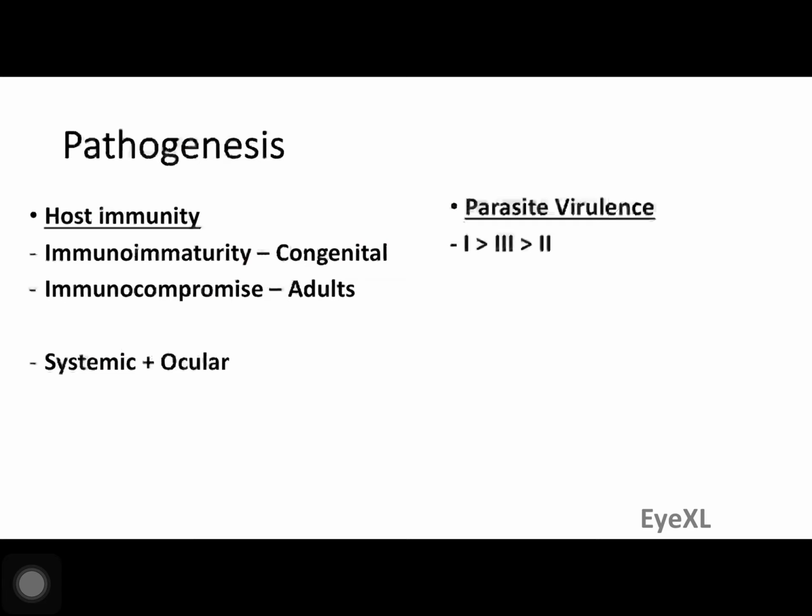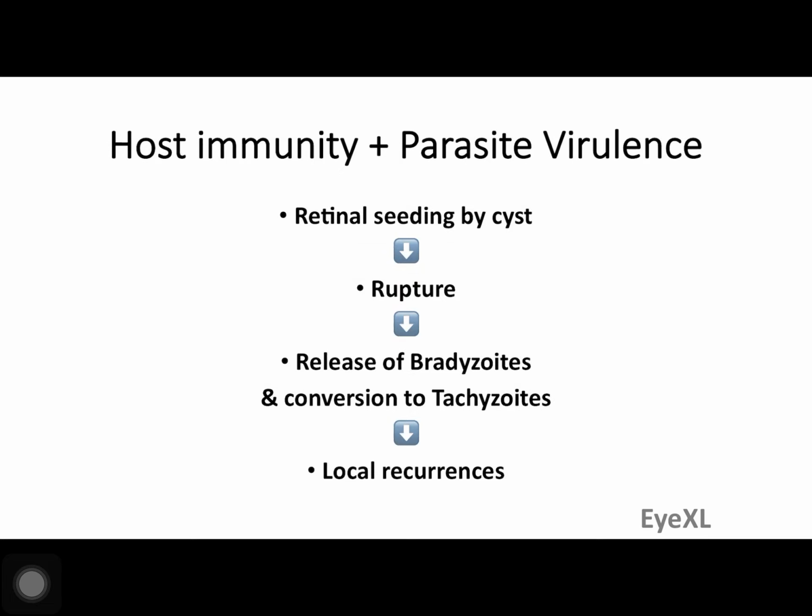It doesn't actively proliferate as much, it becomes a cyst and goes into the dormant stage very quickly. So that makes type 2 less virulent as compared to the other types. Once host immunity and parasite virulence come into play, there is retinal seeding by the cyst, more specifically in the neurosensory layer of the retina.